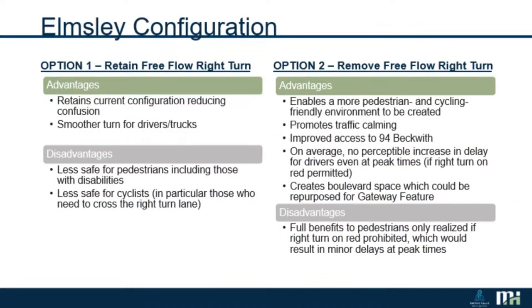So the proposed option is option two, which is to remove the free flow right turn lane, as you saw in the drawing that was just presented. The reasons for removing this free-flowing right turn lane are to create a more pedestrian and cycling-friendly environment. Simply put, the single-stage crosswalks controlled by traffic signals are safer for pedestrians, particularly for pedestrians with accessibility needs who might need some extra time crossing the street, or maybe visually impaired and may find it more challenging to navigate a traffic island.